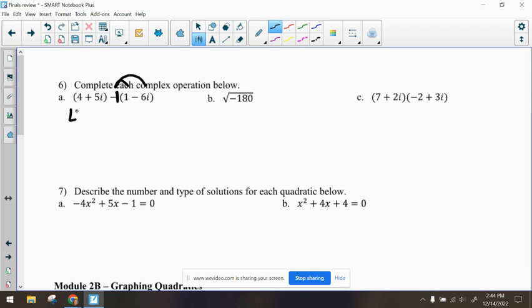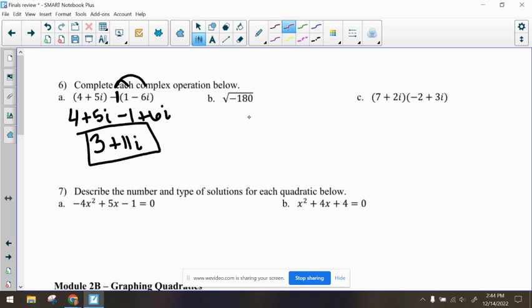So we're going to add 4 plus 5i minus 1 plus 6i. So the numbers go with the numbers. That gives me 3. i's go with i's. That gives me 11i. That one, just combining like terms. Question B, we had a little bit of practice with.